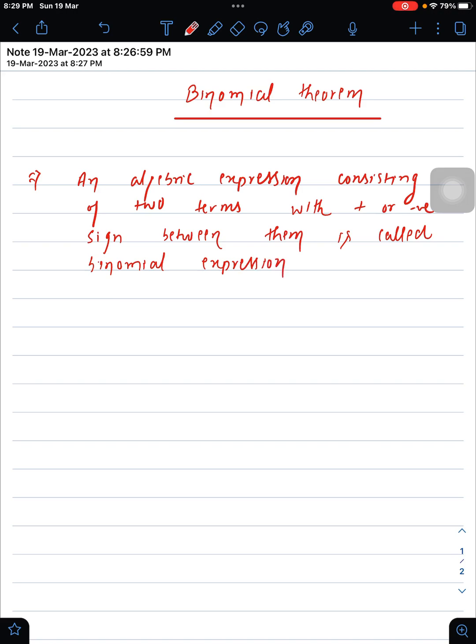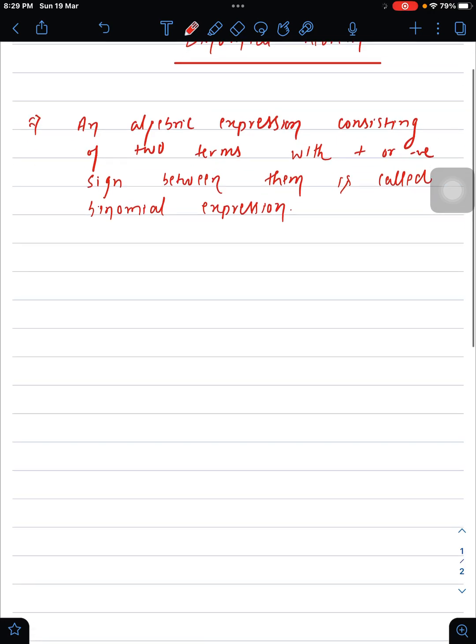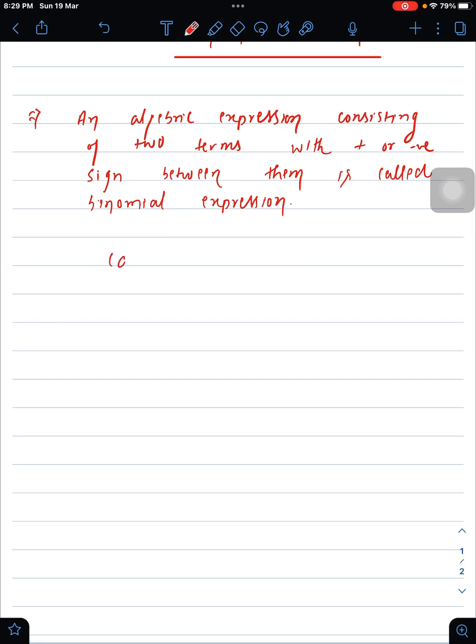So the first concept we are going to discuss is the binomial expression. The definition says: an algebraic expression consisting of two terms with a positive or negative sign between them is called a binomial expression. Let me give you an example: a plus b. Here a is the first term and b is the second term, connected with the plus sign. So this is a binomial expression.